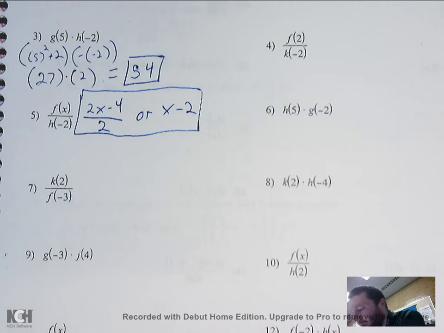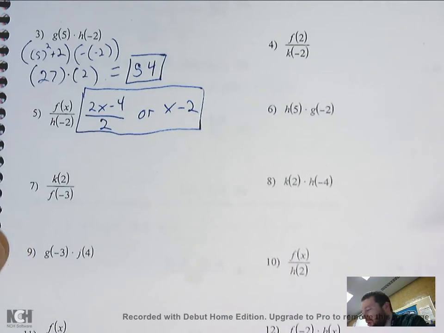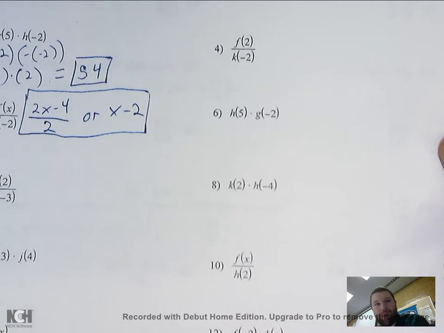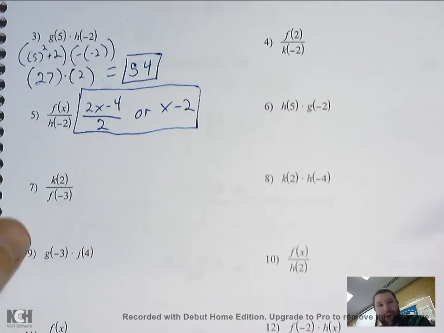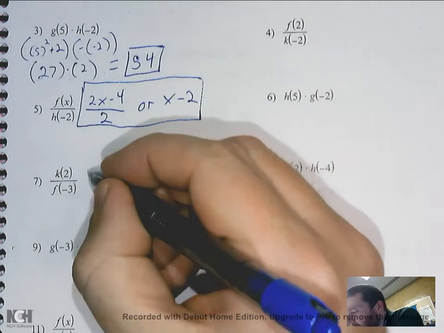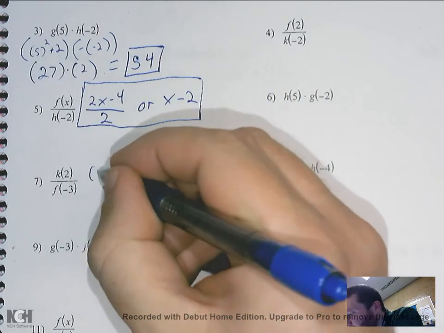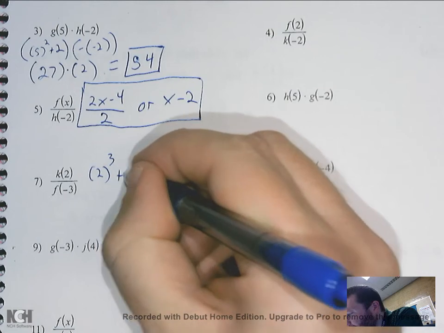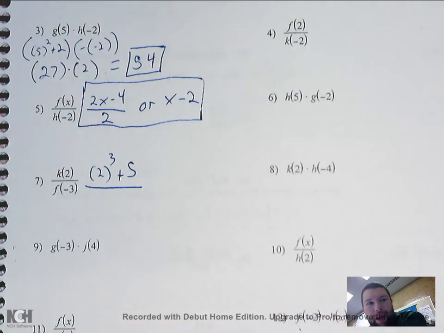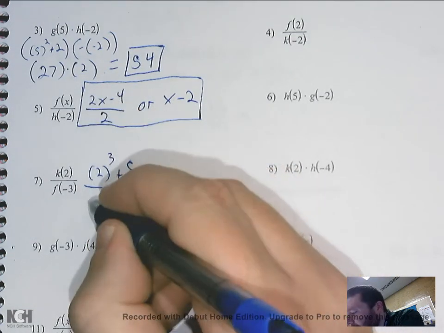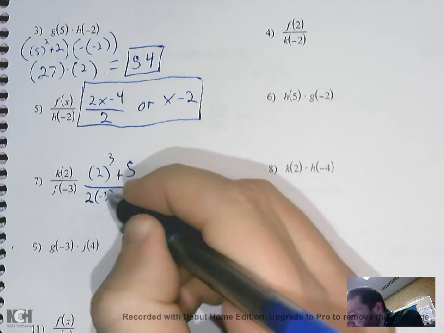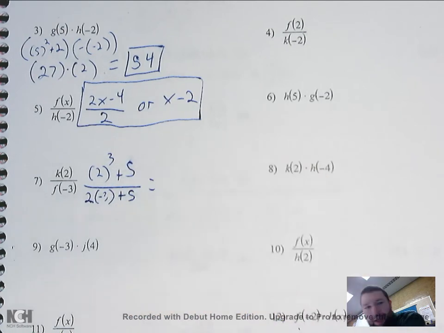Let's do a couple more here just to make sure we got it. So let's look at k to the second. So k is x to the third plus 5. So we're going to plug in 2 for the x, so 2 to the third plus 5, and then f of negative 3. So we're going to replace the x with negative 3, so it'll be 2 times negative 3 plus 5.